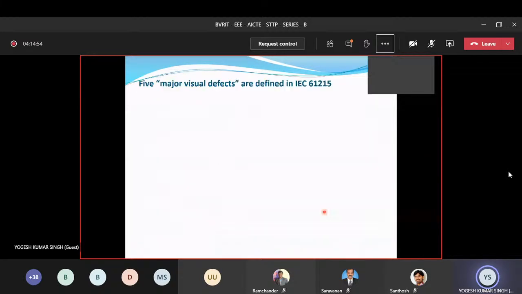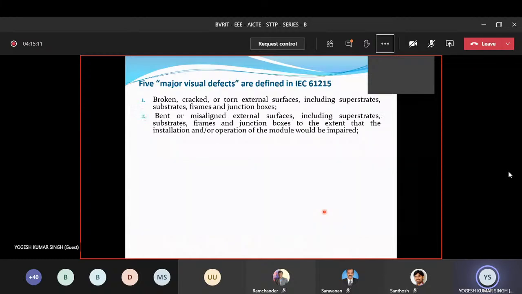Now we have the 5 major different defects we will be finding on the crystalline module. The first defect is like broken cells, the craze. Then we will also cross check the banding and misleading of the external surface, including the superstrate, the frame, junction box, and another criteria.